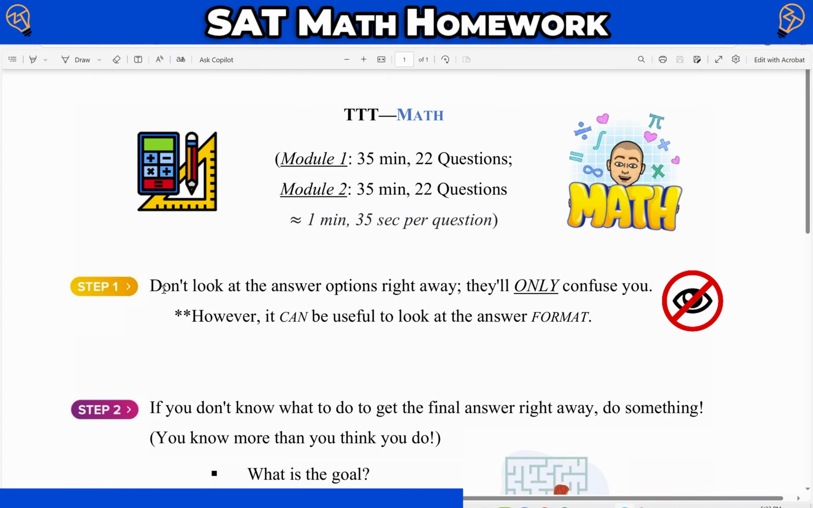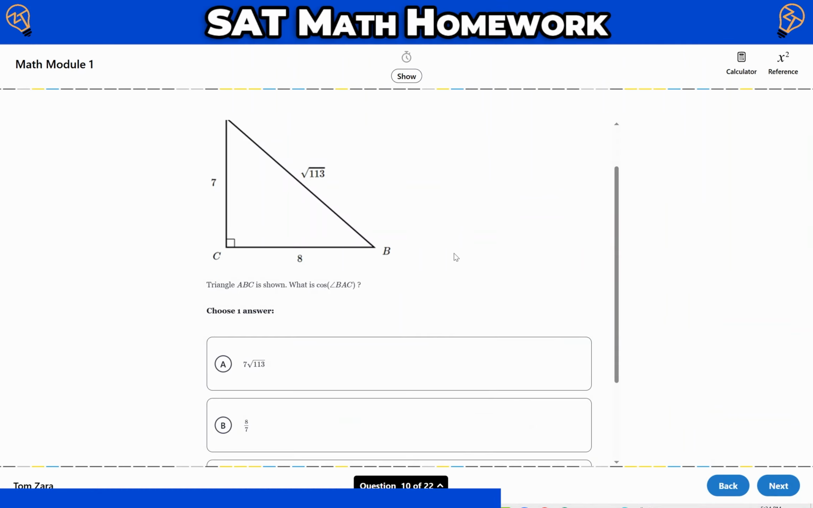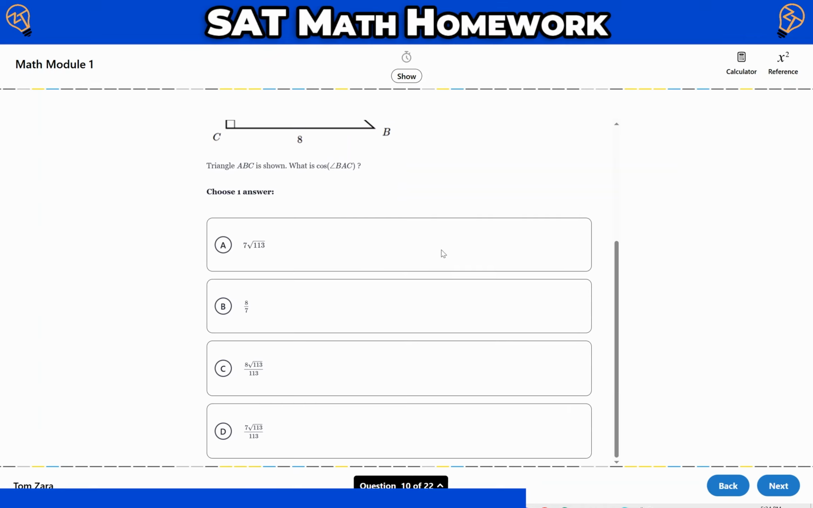Keep in mind, we always say in our triple T document, don't look at the answer options right away. They'll only confuse you. However, it can be useful to look at the answer format. Here, it is advantageous to see: is there any reason to type the 7 over root 113 in the calculator? Well, no, because then we're going to get some crazy decimals, and all our answers keep the root the way that it is. However, none of these say 7 over root 113.